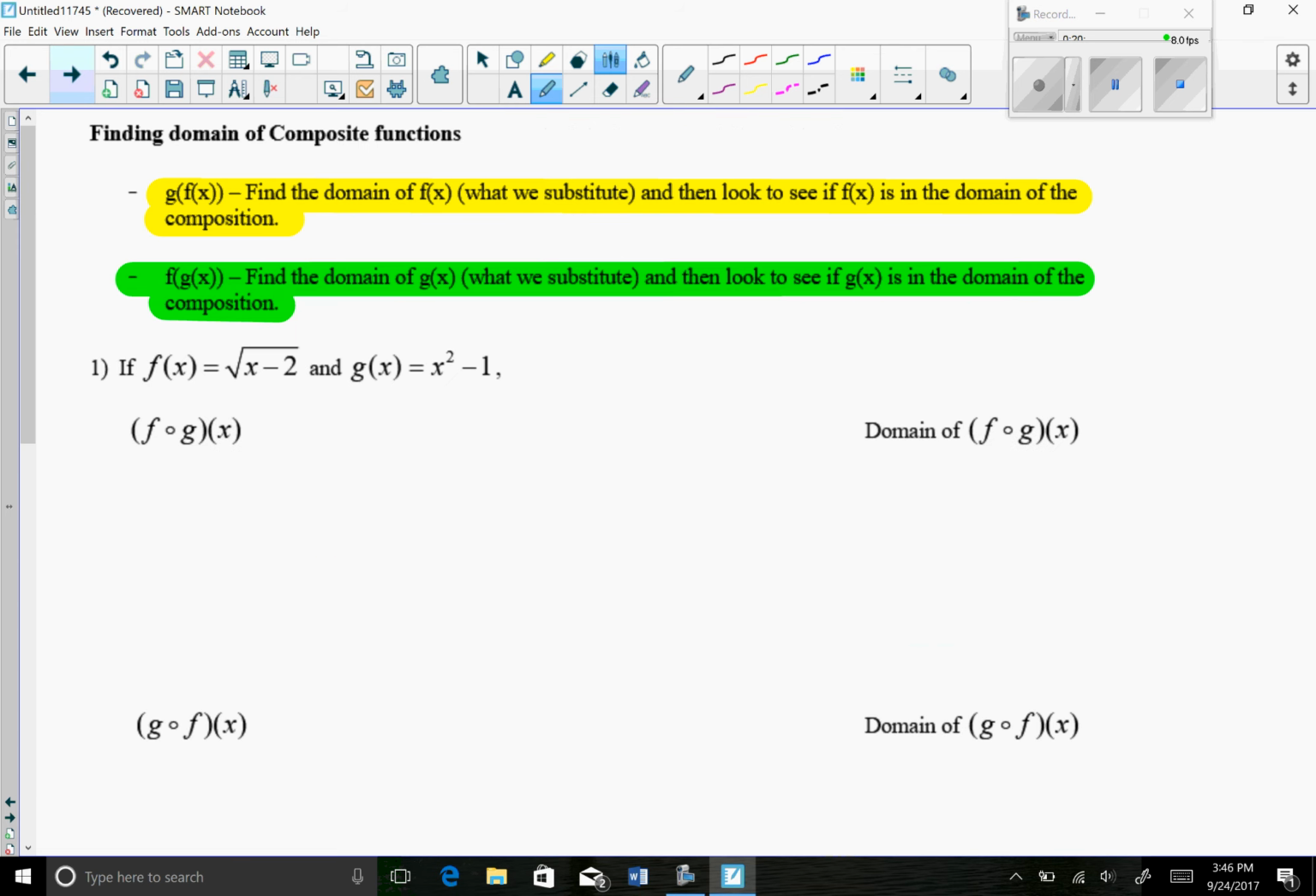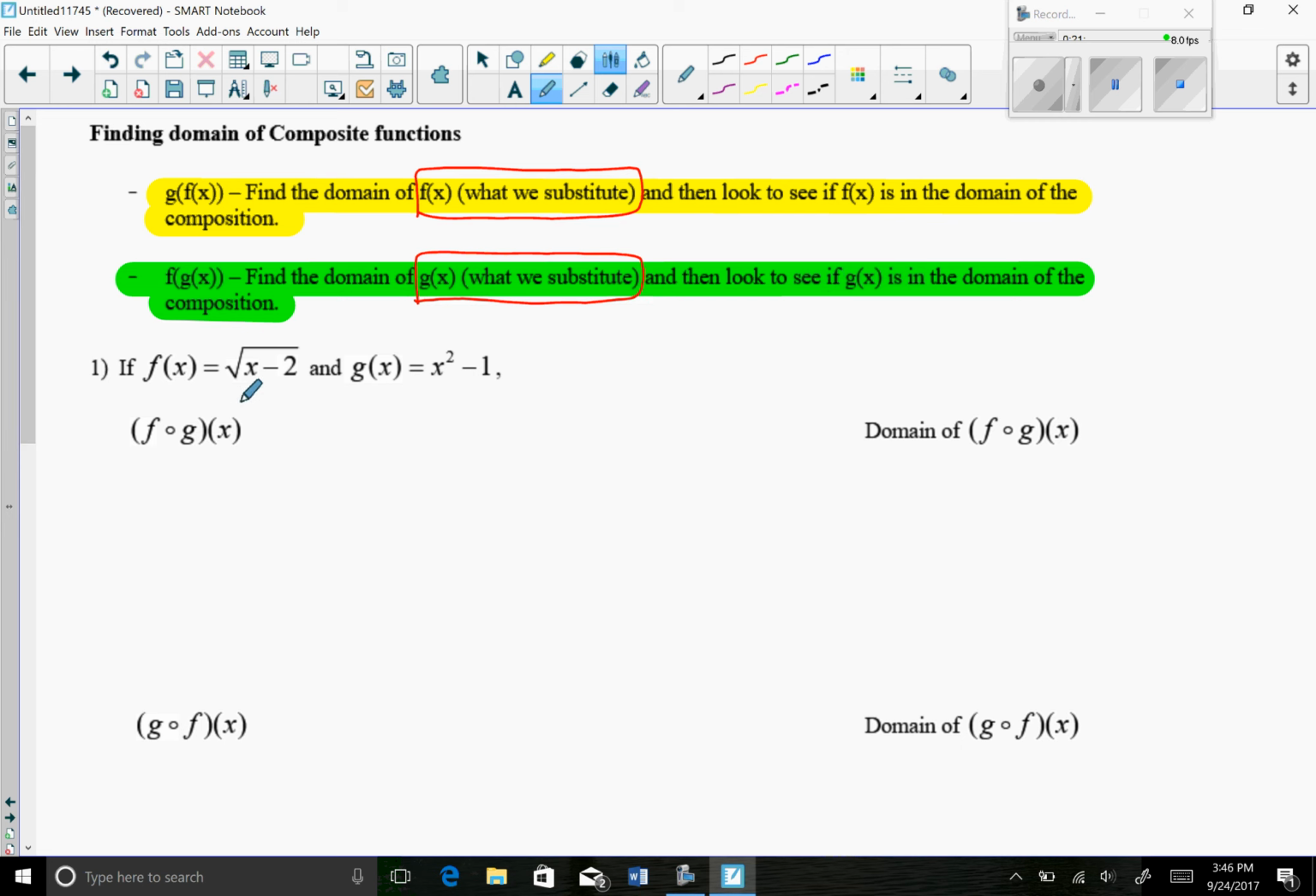So the next part, because we're in pre-calc, we also want to make sure we can find the domain. We talked a lot about finding the domain of functions. If I have g of f of x, when you're finding the domain of these functions, you always want to find the domain of what you substitute into the equation, in this case f of x, and then look to see if it's in the domain of the composite function. So you're going to look to see where they overlap. And for this one right here, notice that g of x is what you're substituting in, so you have to find the domain of g of x, and then look to see if it's in the domain of the composite function that you have. So let's go ahead and do this one together.